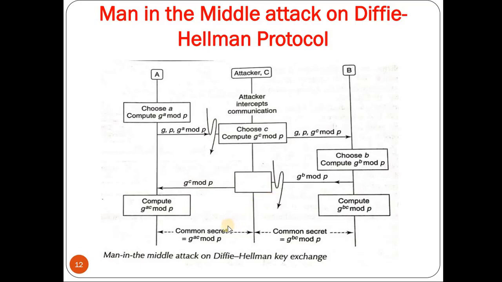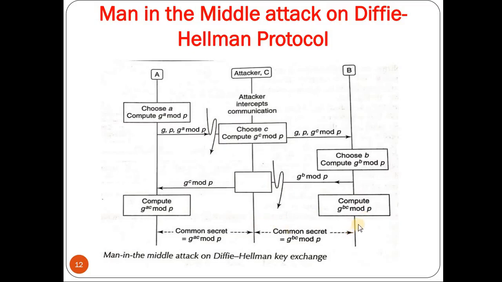So once this is done, there is a common shared secret key between A and C, and there is a common shared secret key between B and C. So whenever A sends a message to B, it is intercepted by C. It decrypts the message and again encrypts it using G to the power BC mod P, and sends it to B. On receiving it, B thinks that it has received it from A, but actually it has received it from C.